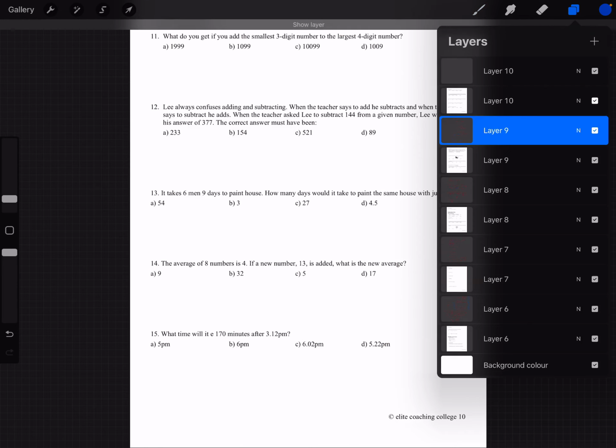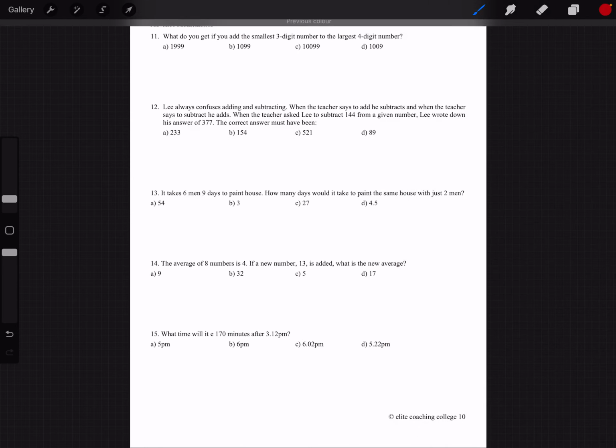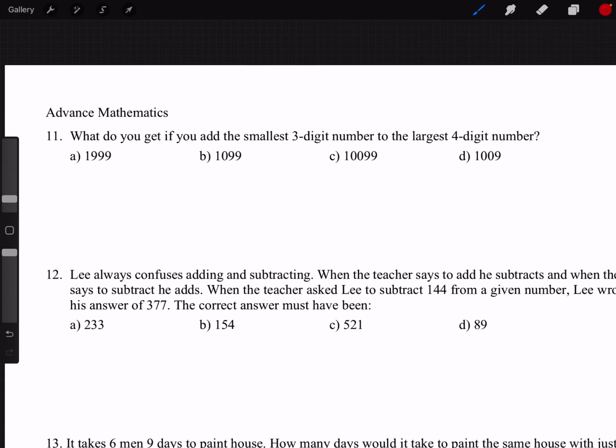All right, last page. It says, what do you get if you add the smallest 3-digit number to the largest 4-digit number? What's the smallest 3-digit number? It'll be 100. And the largest 4-digit number is 9999. This will be 99, this will be a 10, which is a 0, and this will be another 10. So that will be the answer.